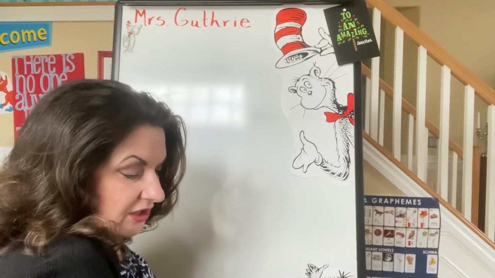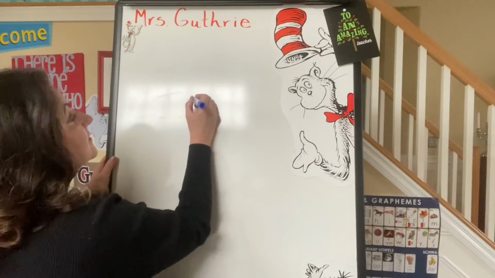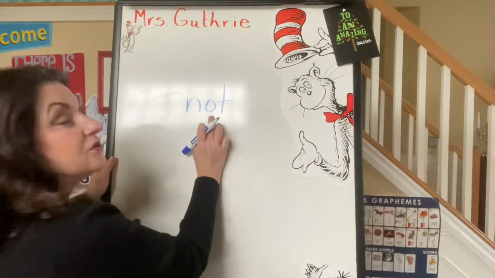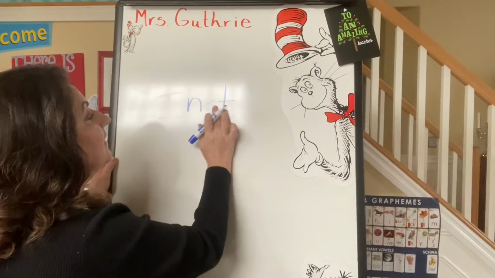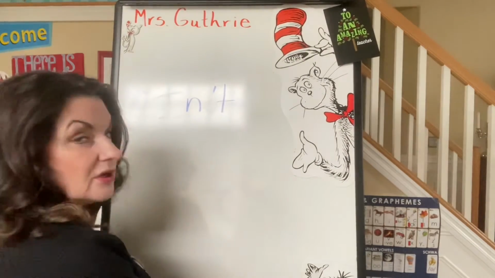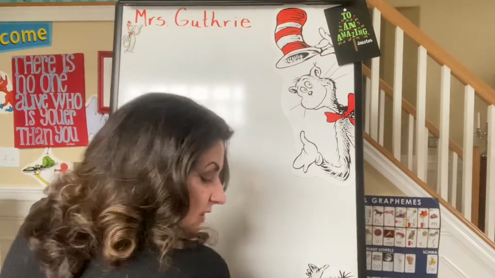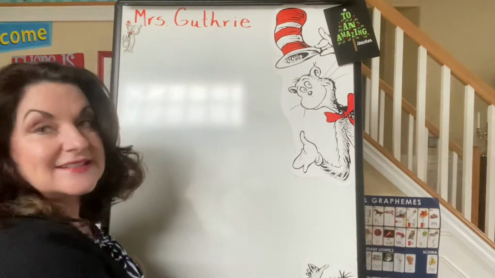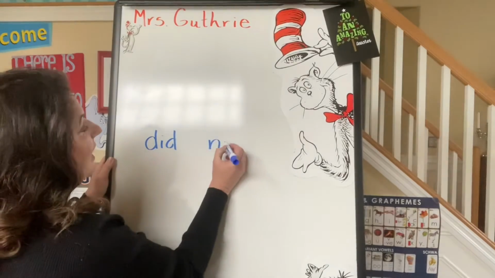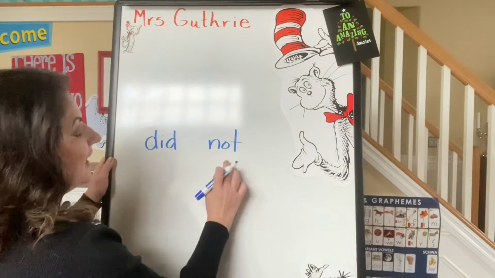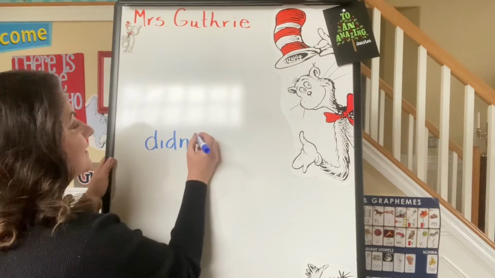We use a contraction for not a whole lot. That's very common. So not. And what we usually do is just leave out that O and put an apostrophe in its place. Okay, but that's not what we always do. So let's look at our words. So we have the word didn't. So we have did not, and we take out the O and write didn't.